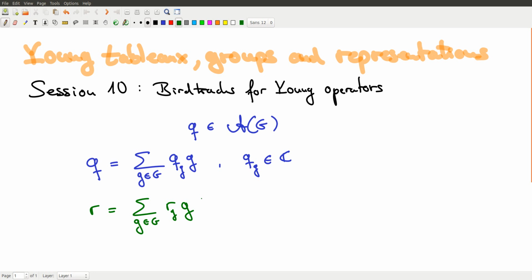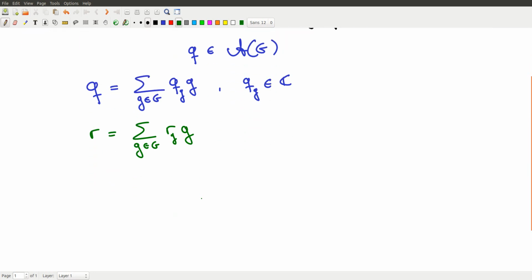Clearly we can add these elements here by just doing component-wise addition. So this is a vector space, we have a vector space structure. And now we also want to define a multiplication. And that we can do as follows. We just write them next to each other.